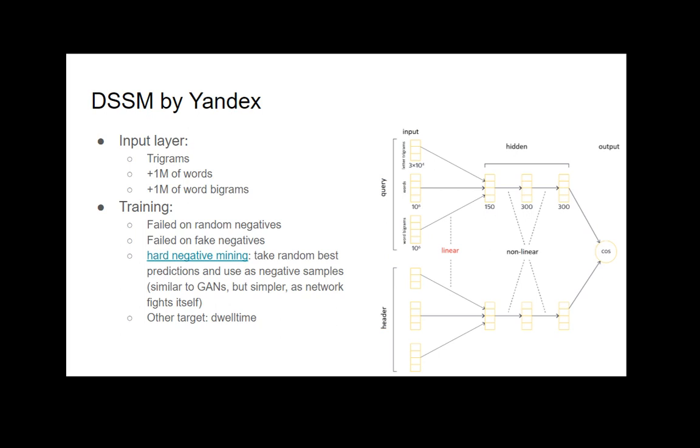So again, a much wider input vector holding the trigrams, words, and word digrams. Altogether, the width of this layer is 2 million values, and the next one is also 4 million values, with another set of layers, particularly linear and non-linear layers here, and another target, dwell time, instead of cosine similarity. And they were successful.